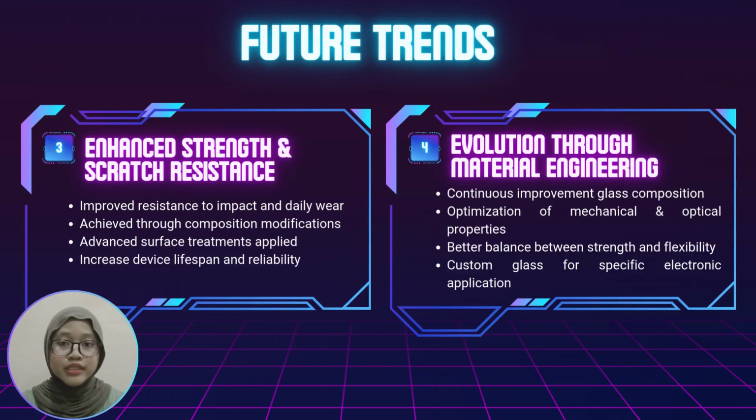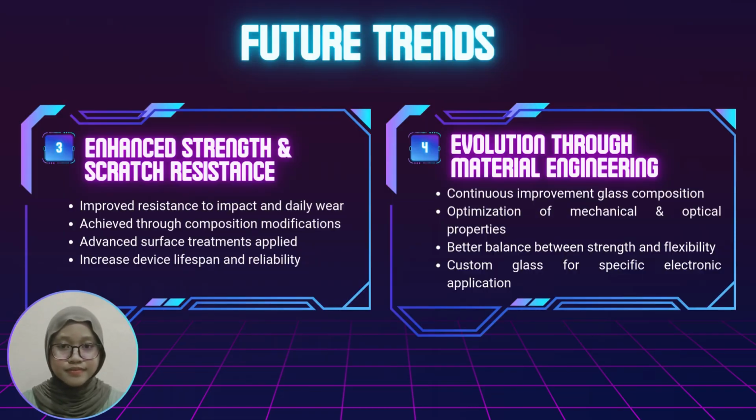Glass also continues to evolve through continuous improvement in composition and material design. Material scientists aim to optimize both mechanical properties, such as strength and flexibility, and optical properties, such as clarity and light transmission. This allows the production of customized glass materials for specific electronic applications depending on device requirements.